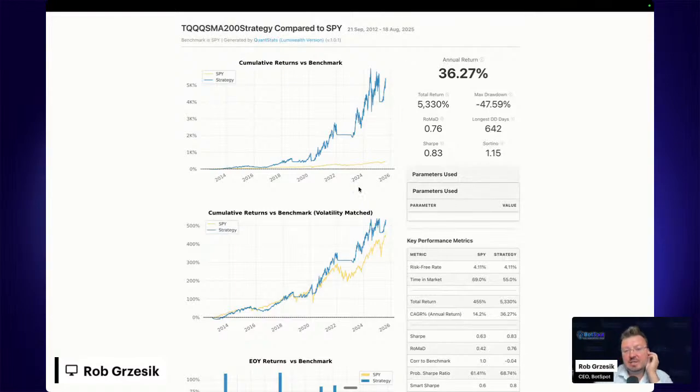So you can see here that not only does it beat the S&P by a really big margin, but even when you match the volatility, right? Because this is a triple leverage, so it is riskier. You can see that it still beats the S&P even when you compare it to the risk that you're taking as well, right? So this is a pretty interesting strategy. So I would be inclined to actually try this one, right?